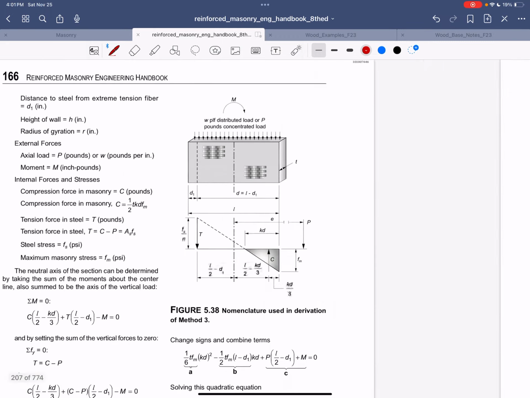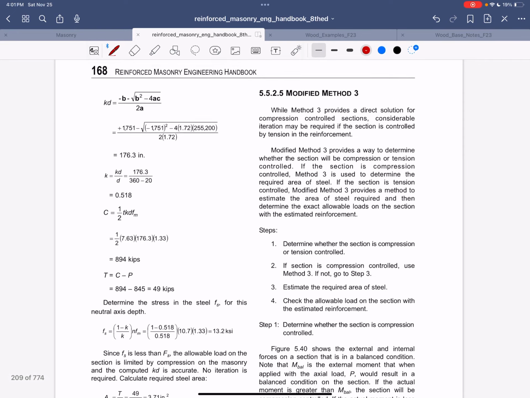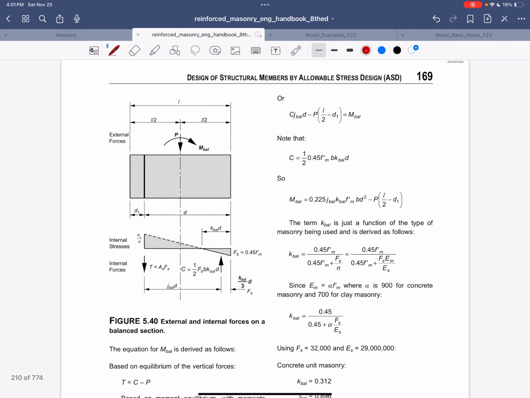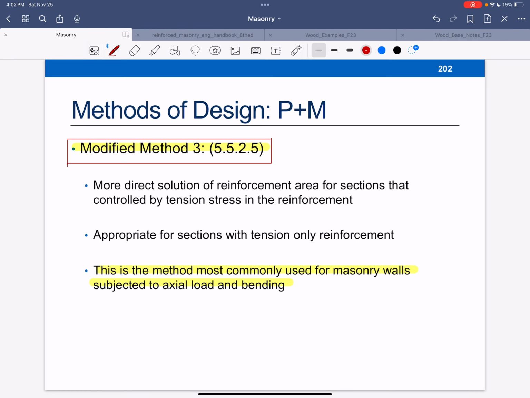5.5.2.5, almost there. Yeah, they have a bunch of examples. So modified method 3, this is what we have here, and they go through how this is done. So I'm just going to show you, sorry. This is the most common method. This is the only method for your homework or for the exam that you're responsible for, okay?